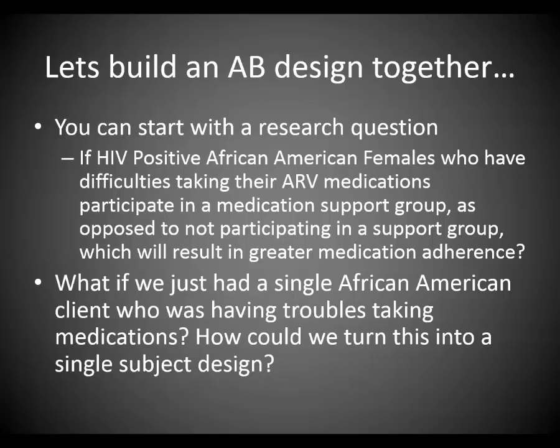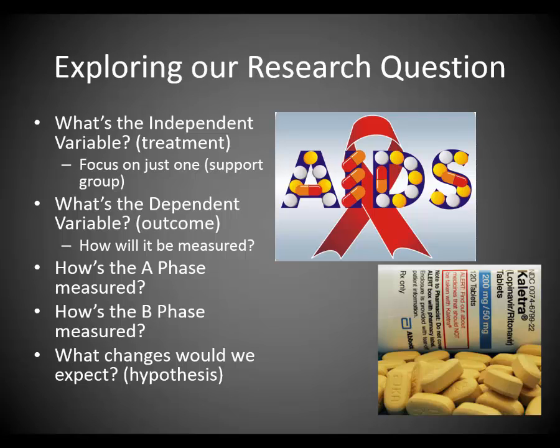But let's take this a step further and assume that we have one single client who has problems adhering to their medication, who has problems taking that medication on time, every time. How could we turn this into a single system design research study where we investigate whether a support group would be helpful in or with that one individual client? First off, we have to identify what the independent variable is, what the treatment is, and we have to focus on just one. Certainly, a support group isn't the only option, but this would be the one that we would want to focus on in this single system design study.